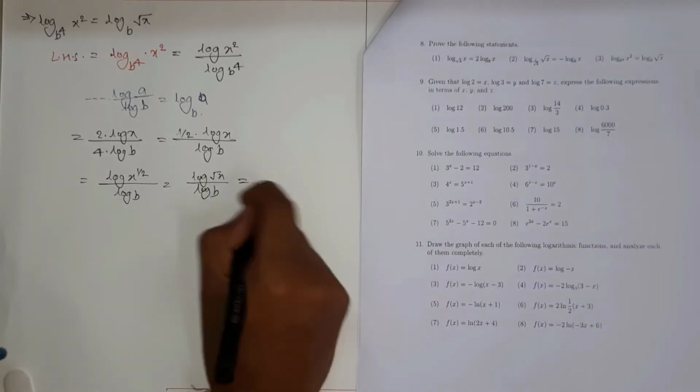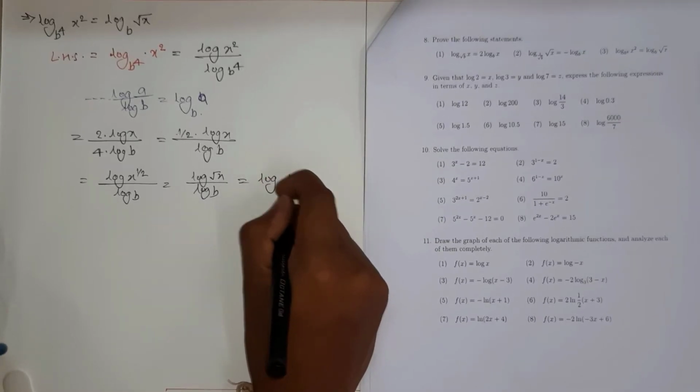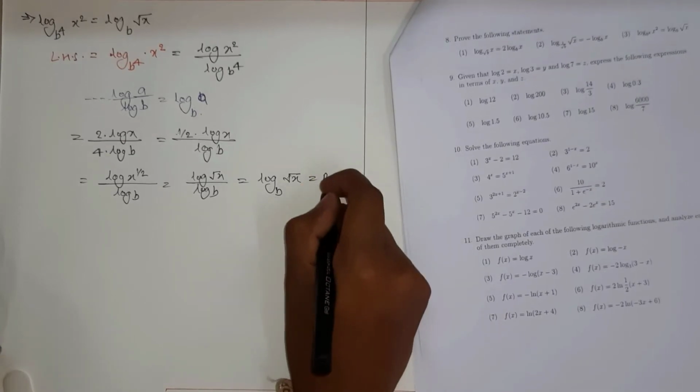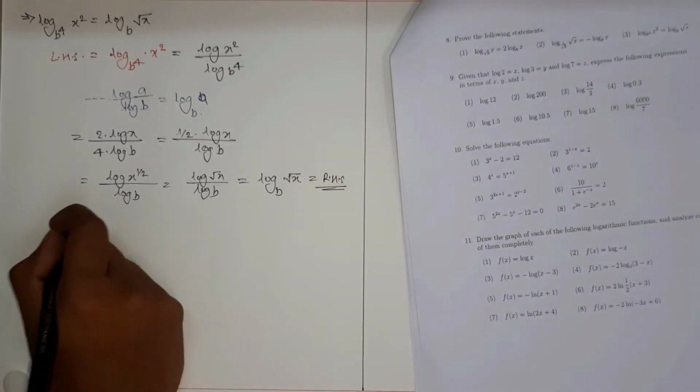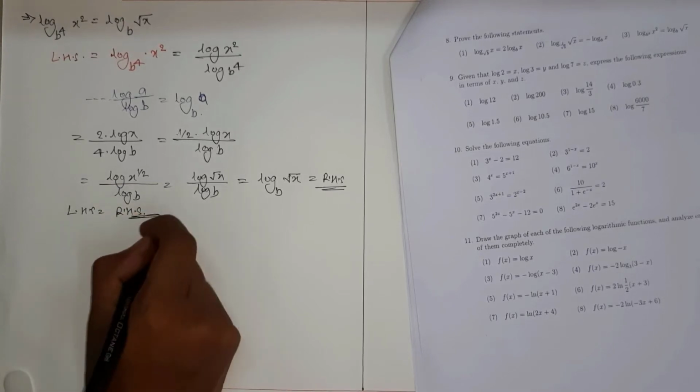Now this is equal to log of root x to the base b, and this is equal to the right hand side. So hence we can say left hand side equal to right hand side, hence proved.